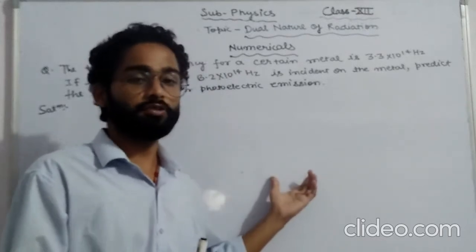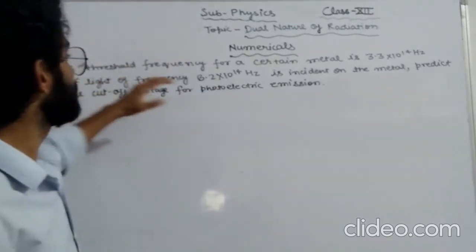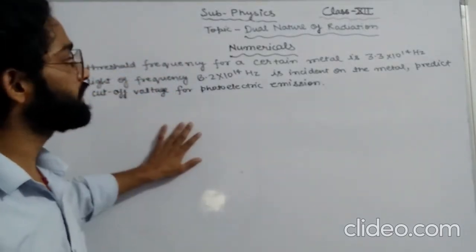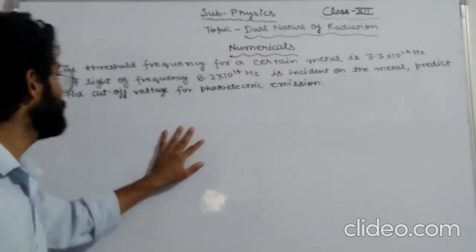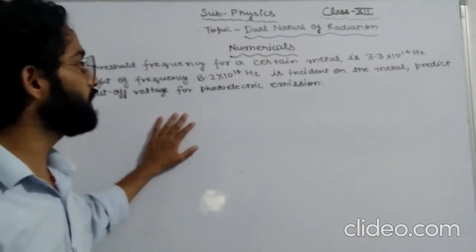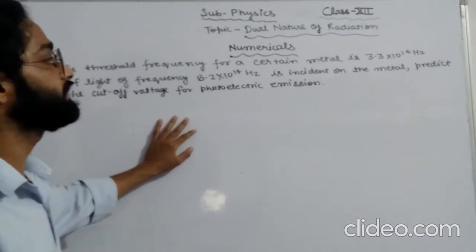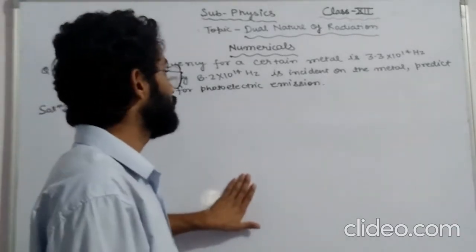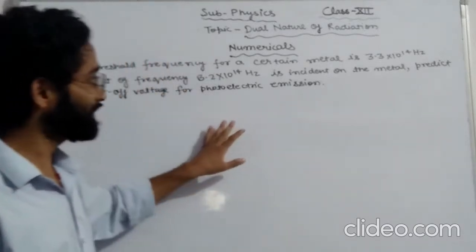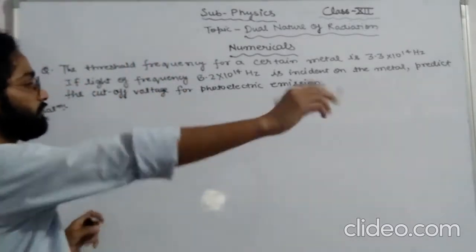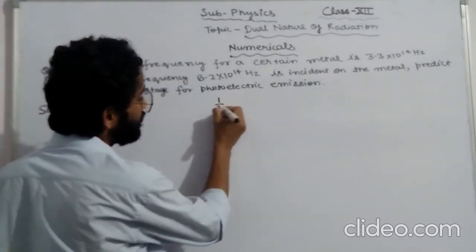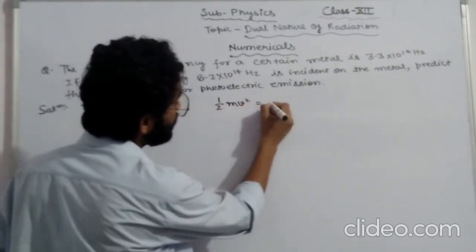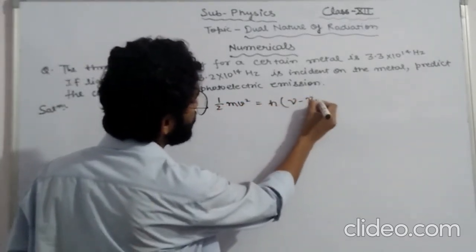Here we are just going to do the same. The threshold frequency for a certain metal is 3.3 × 10^14 Hertz. If light of frequency 8.2 × 10^14 Hertz is incident on the metal, predict the cutoff voltage for the photoelectric emission. For this we know the Einstein photoelectric equation, which is given as half mv² equal to h(ν − ν₀).